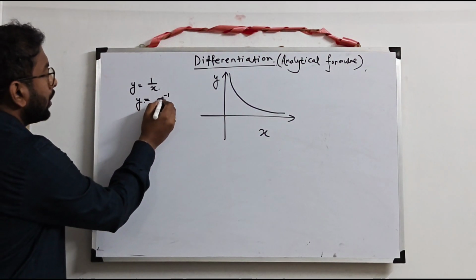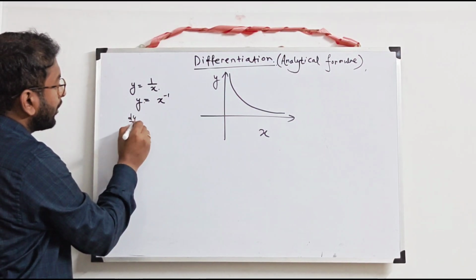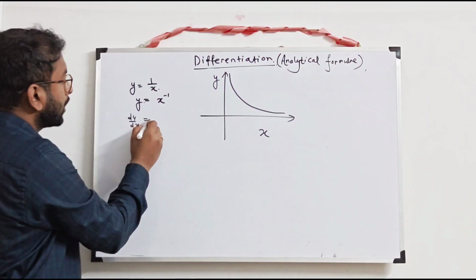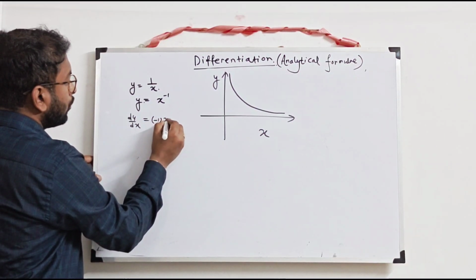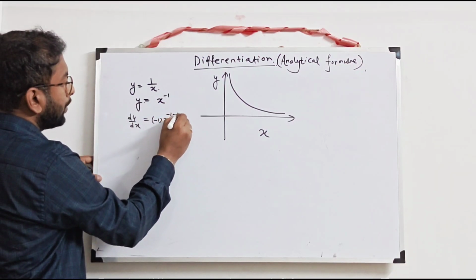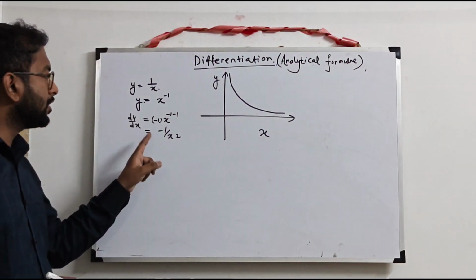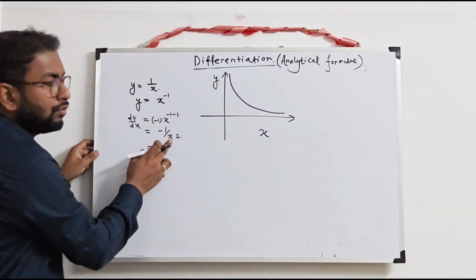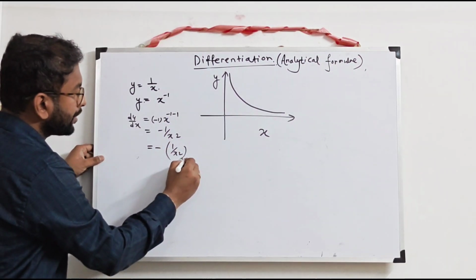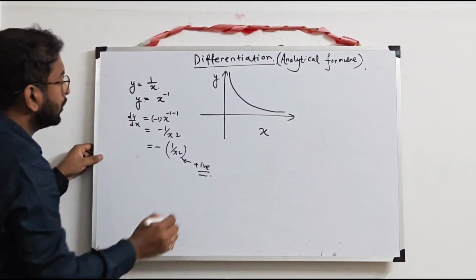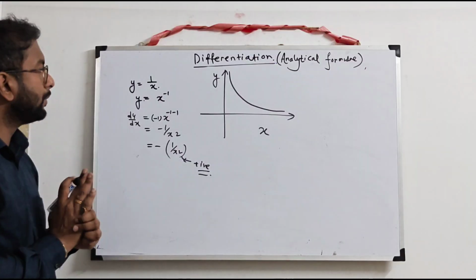Now see, the power of x in this function is minus 1. So if I find the value of dy/dx, which is essentially the slope of the graph at any point on the graph, minus 1 will come in front and 1 will be subtracted from the power, that is minus 1 minus 1. So it becomes minus 1 by x square. Now we are getting that dy/dx, or the slope of the graph, is minus 1 by x square. For any value of x, the term 1 by x square is always positive. So ultimately dy/dx at any point on the graph is a negative number.